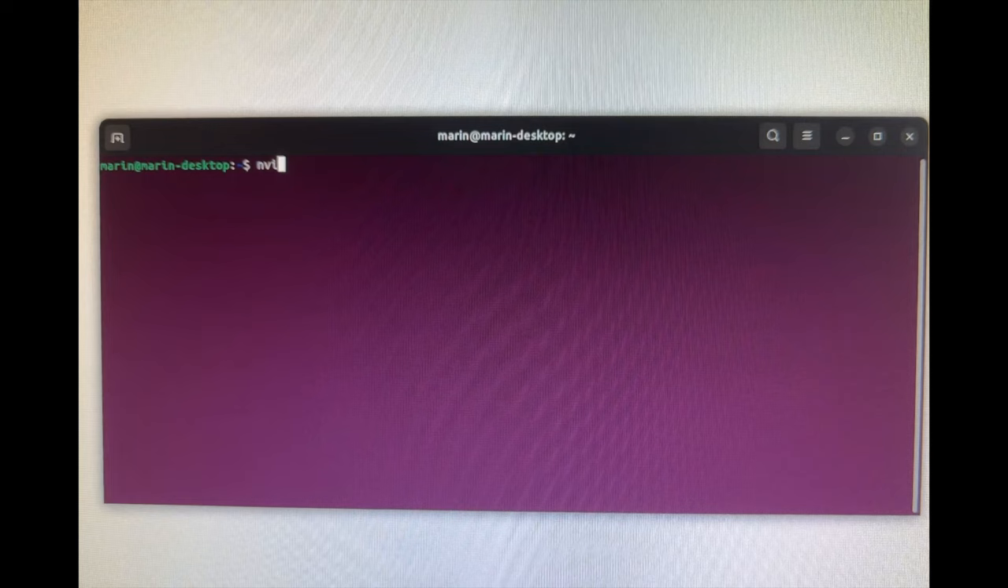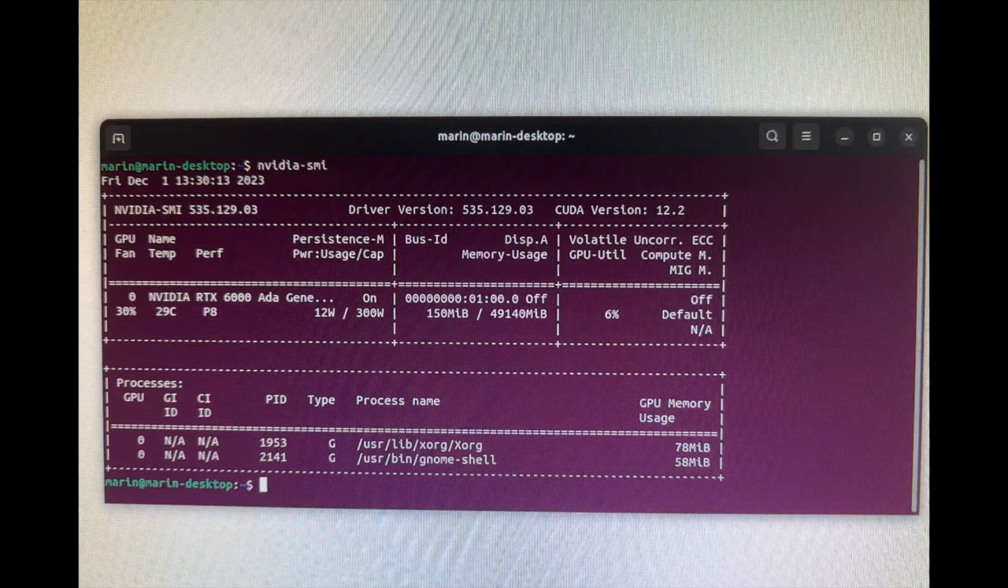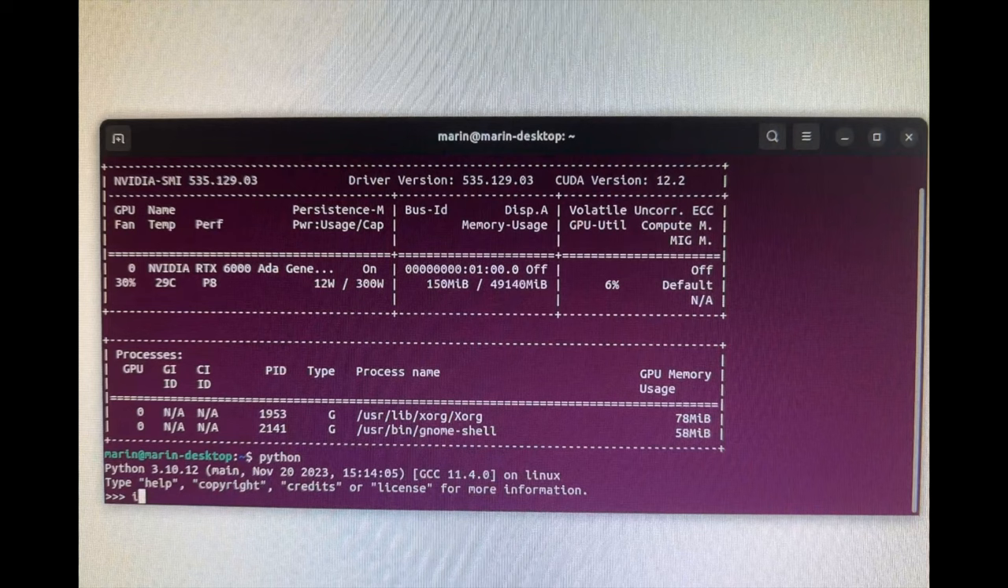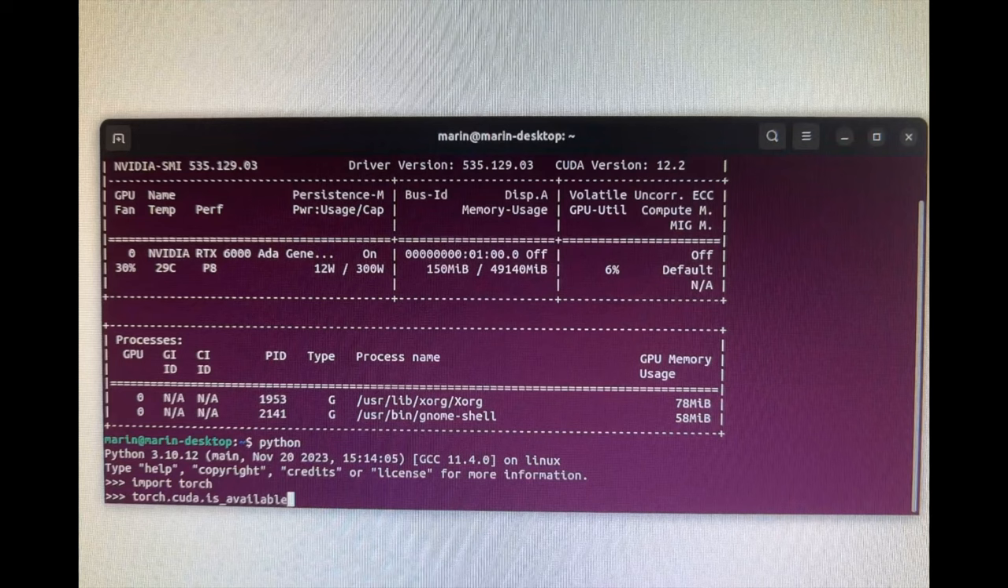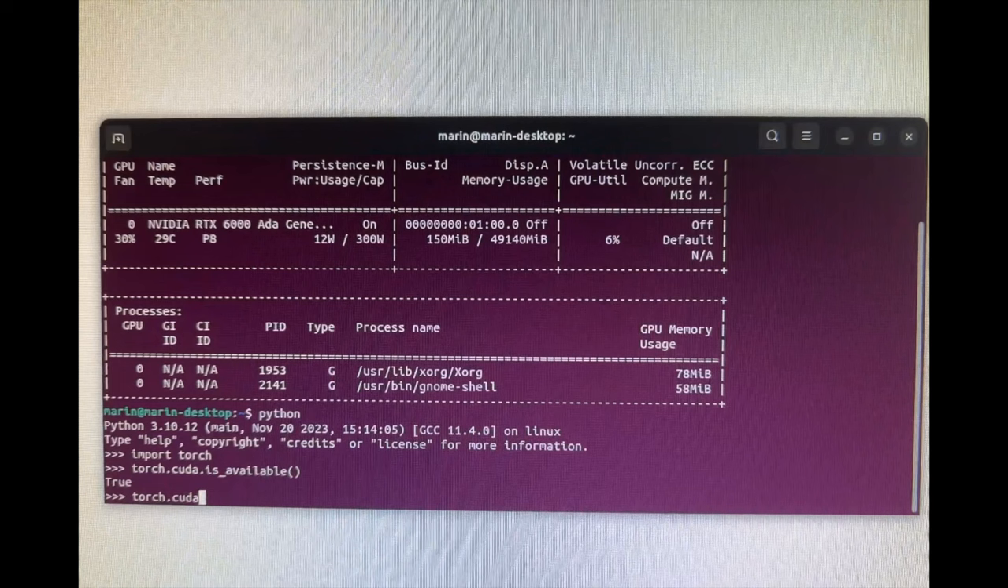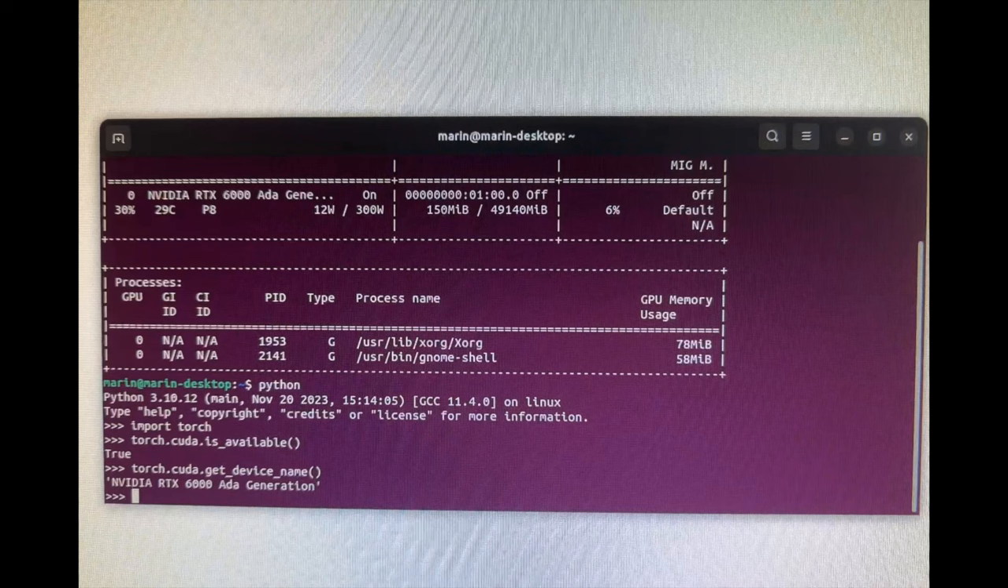To verify that everything worked out, we can type in nvidia-smi to check if the NVIDIA drivers got installed properly and if our GPU gets listed in the driver overview. Then to double check, we can open the Python interpreter by typing python and pressing enter. Then we import torch to make sure the PyTorch installation also worked. And then we can type in torch.cuda.is_available to check if a GPU is available, and we can see it's True, so our GPU got detected. Then we can also type in torch.cuda.get_device_name to see the name of our GPU, and this is the one that I installed, so that's perfect. Now I can use the GPU to run AI models, which is very exciting.